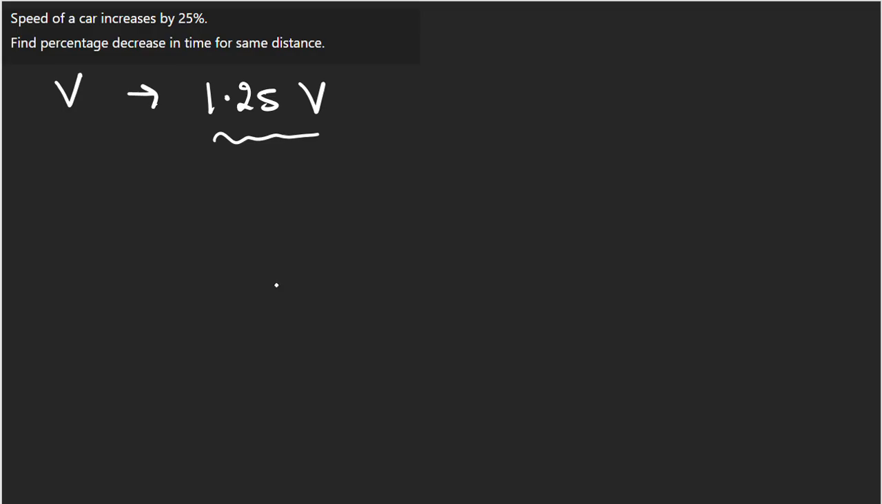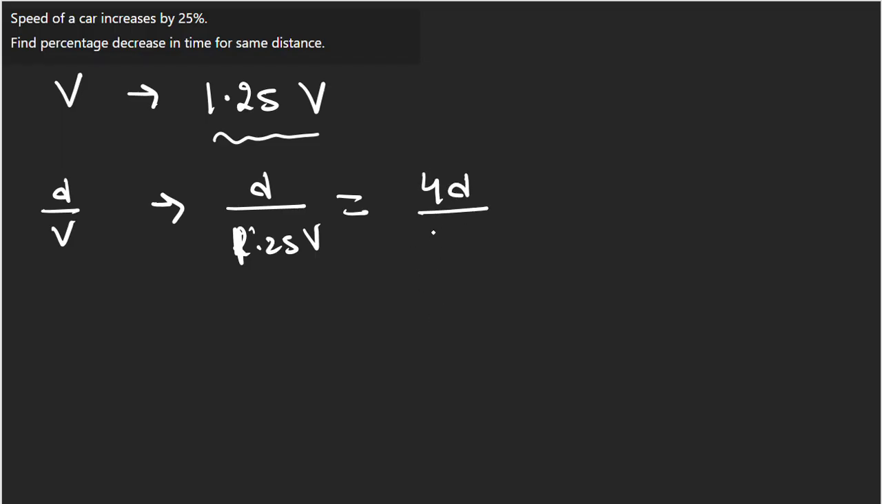Now suppose that distance is d, so initial time was d by v, and now new time will be d by 1.25v, where 1.25 can be written as 5 by 4. So we can write it as 4d by 5v. This is the time. Now they are asking to find the percentage decrease in the time. So this is t1 and this is t2.